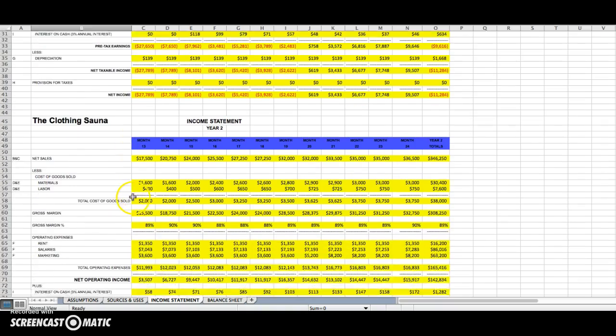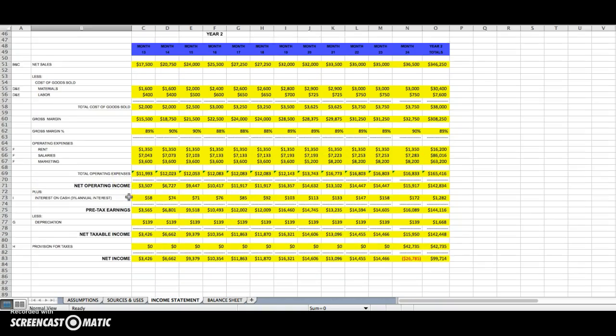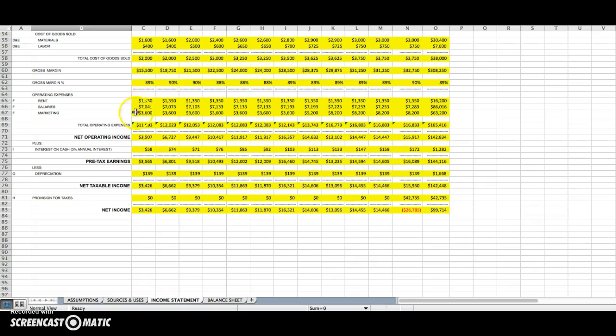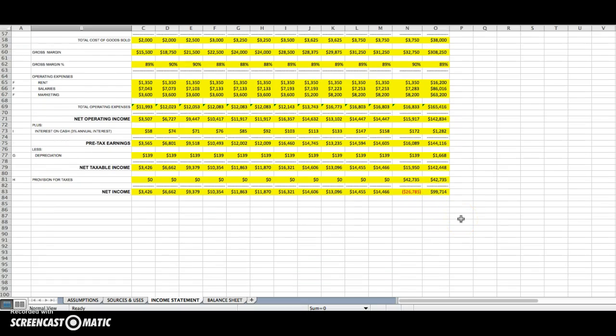Moving to year two, we have no negative numbers. Again, you can see that we have a very good gross margin of 90%. And then our net operating expenses or income is all positive and just continues to increase. We do have a negative here due to the taxes being taken out in month 24, but we are seeing a consistent growth throughout each month.